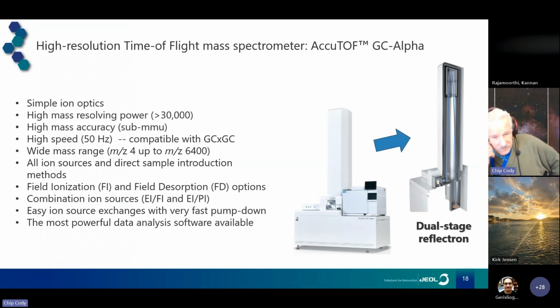The nice thing about this and all of our GCMS time of flight systems is that we've got all of the available ion sources. We have chemical ionization and electron ionization, of course, but we also have field ionization and photoionization, which allows us to get molecular weight information that would be hard to get otherwise. And none of that would be useful if we couldn't do quick ion source exchanges with fast pump down. And what's really been spectacular for me is the development of the data analysis software that I'll be talking about.